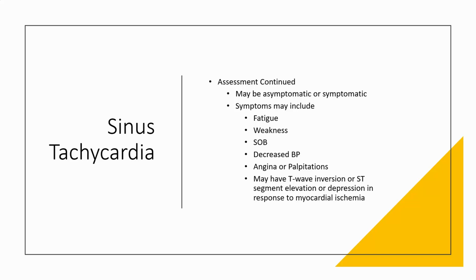So depending on what the rate is, because remember, the lower the rate, the better tolerated when you're talking about sinus tach, but they could be asymptomatic, or they could have symptoms. So symptoms that you're going to see are signs and symptoms of decreased cardiac output. Your patient's going to become very pale, they're going to have shortness of breath, they're going to become very weak, very tired. They could even have some chest pain. And when you look at the EKG, they can even have some T-wave inversion or some ST segment elevation.